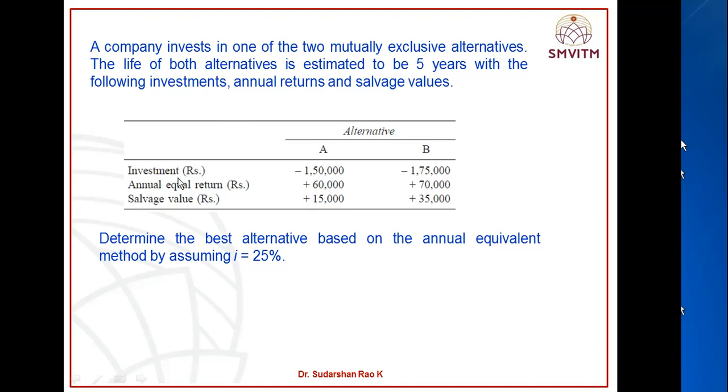The initial investment is negative, that is the cost, a cash outflow. The annual equivalent return is positive, a cash inflow, and the salvage value is also a cash inflow at the end of the life, that is 5 years. Determine the best alternative based on the annual equivalent method, assuming 25% returns. Here there are two alternatives, A and B.